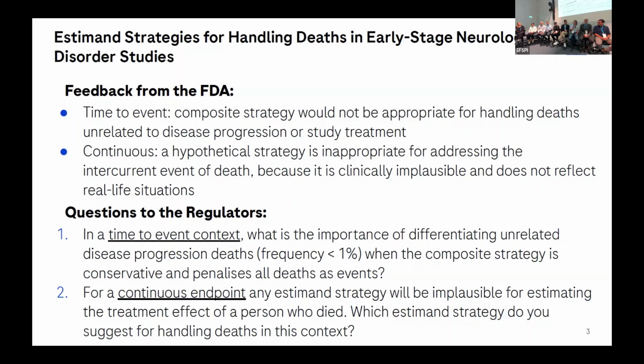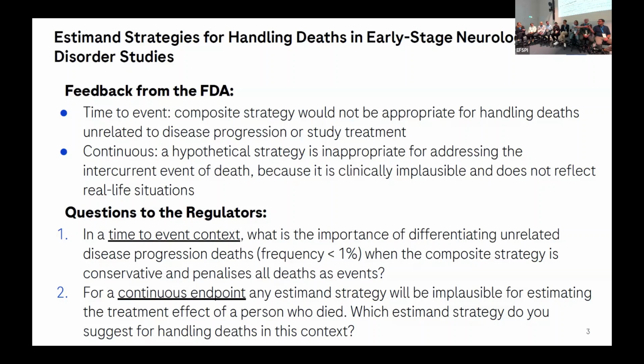Sorry, I forgot to mention for the continuous endpoint, we proposed a supplementary analysis in which we assume a composite and select a priori a cutoff that represents the worst event on the scale. But what I find difficult with that is that it's a longitudinal trial. If a patient dies halfway through the study, you fix that cutoff and carry on using it through the remainder of the trial, which is very peculiar.